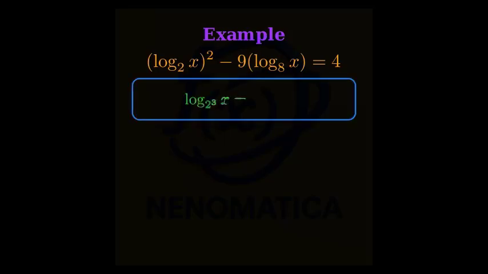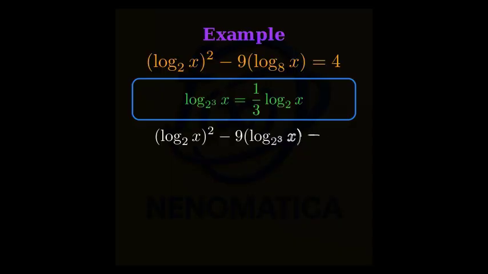In this example, we will solve the logarithmic equation exactly following a clear step-by-step structure. The equation is (log base 2 of x) squared minus 9 times log base 8 of x equals 4. Step 1. Rewrite the base 8 logarithm using the same base as the first term. Because 8 equals 2 to the third power, log base 8 of x equals 1/3 times log base 2 of x. So the equation becomes (log base 2 of x) squared minus 9 divided by 3 times log base 2 of x equals 4.